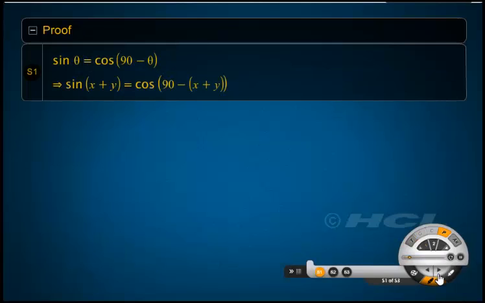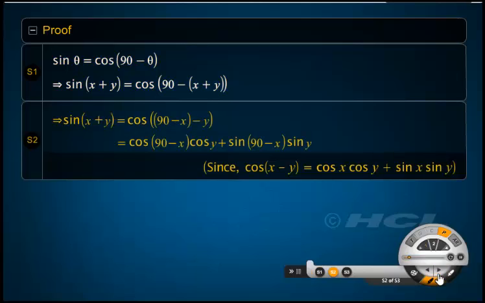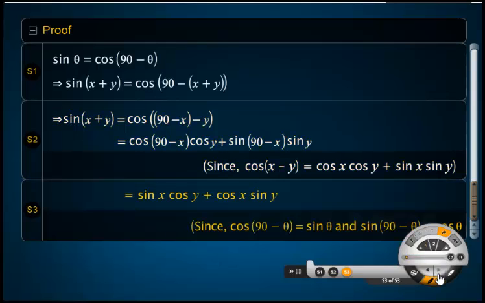We know that sin theta equals cos 90 minus theta. Thus, let's write sin x plus y as cos 90 minus x plus y. Next, we rewrite the angles as shown and use the formula of cos A minus B. Therefore, on applying the allied angles of sine and cosine, we obtain the required result.